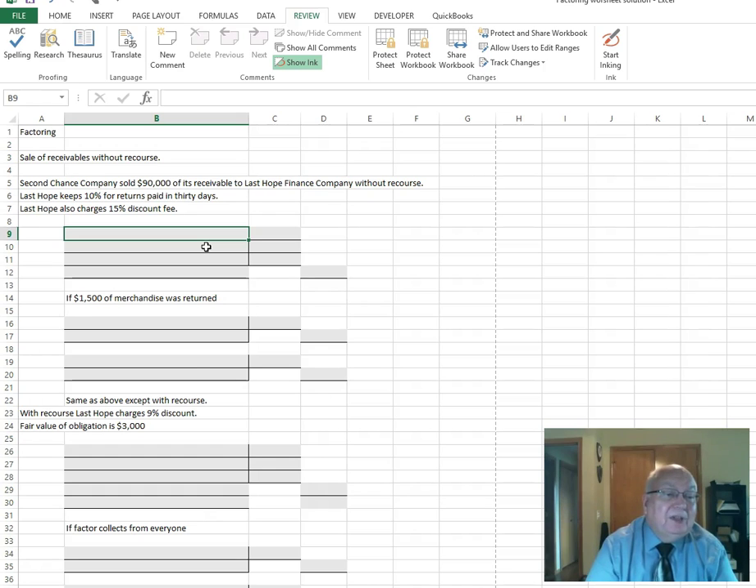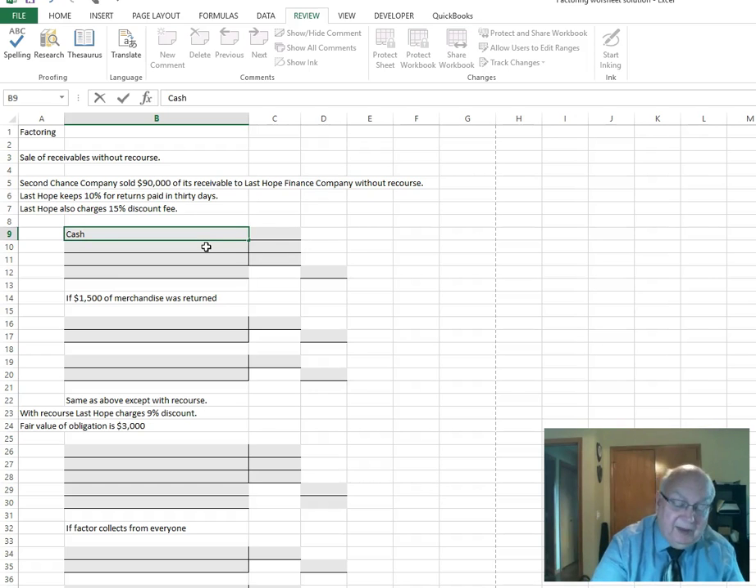recourse. Last Hope keeps 10% of the returns paid within 30. They'll pay you back in 30 days. And Last Hope also charges a 15% discount fee because it's a higher rate. Now this is actually selling of the accounts receivables. So for this, we would have cash, and what you're going to collect in is $90,000.